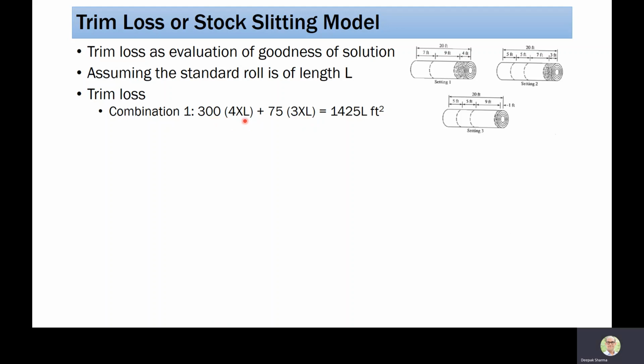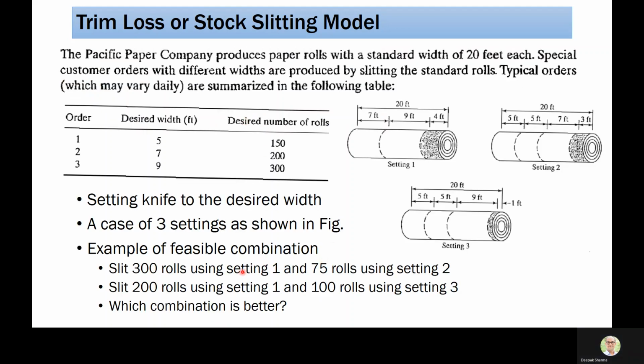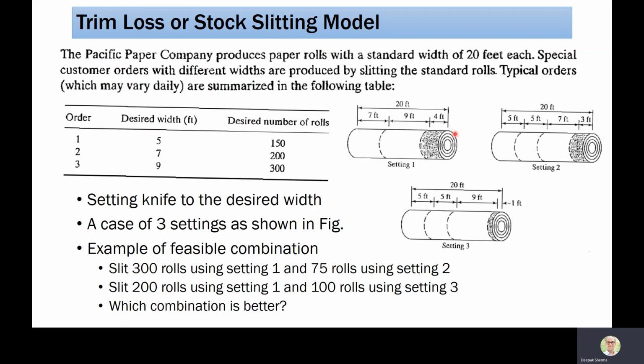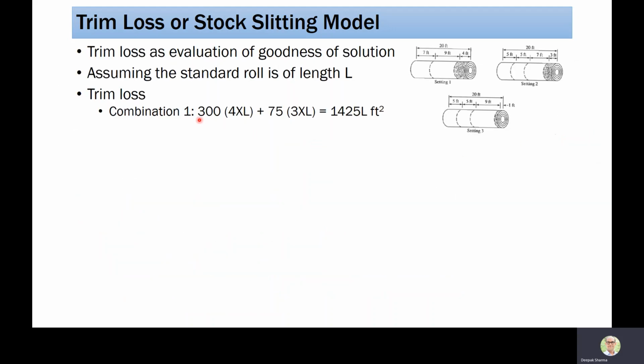So that will give me, let me go back. So if I'm going to find the trim loss, you can see that in setting 1, I'm going to lose 4 feet. And in setting 2, I'm going to lose 3 feet. So 300 units into 4L is the wastage plus 75 into 3L is the wastage from setting 2. So overall wastage is 1425 L feet square.